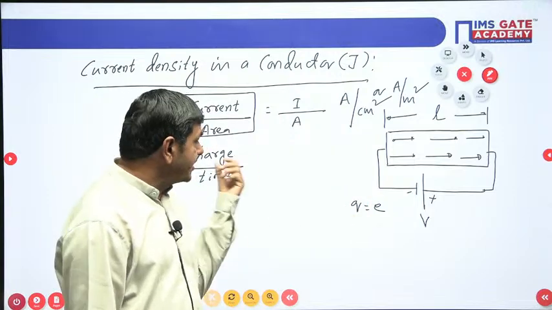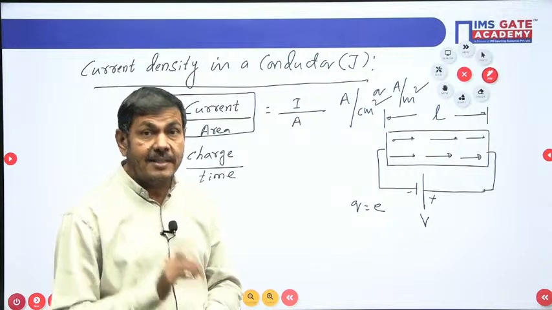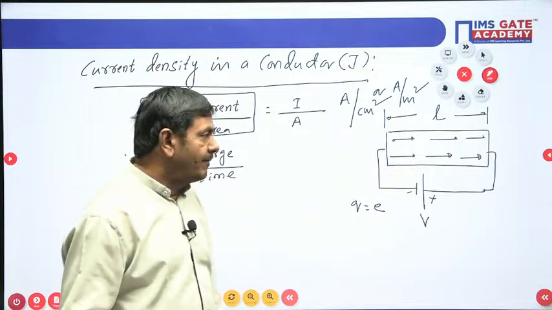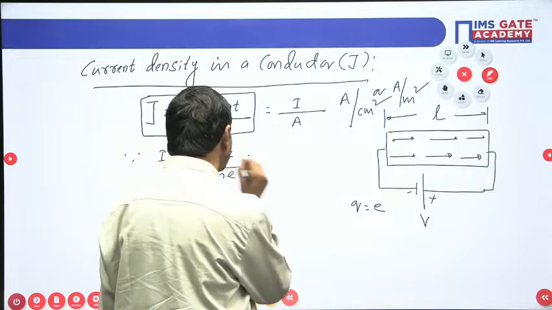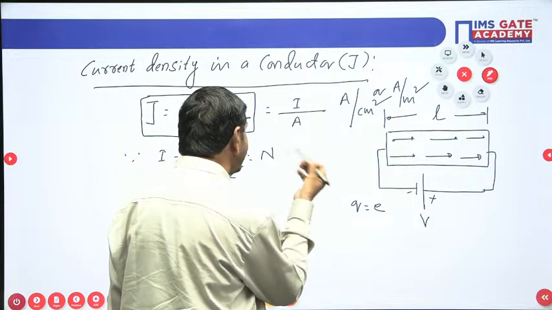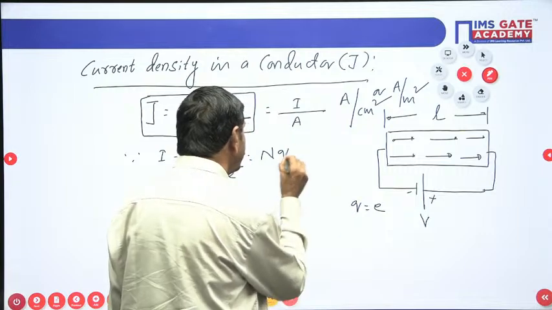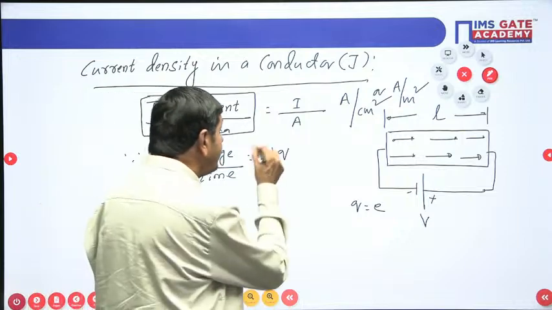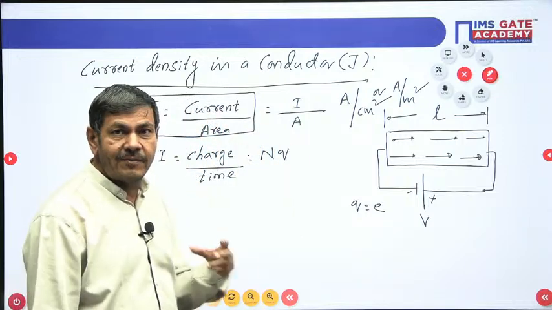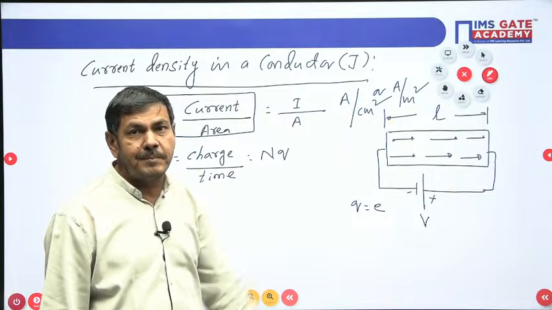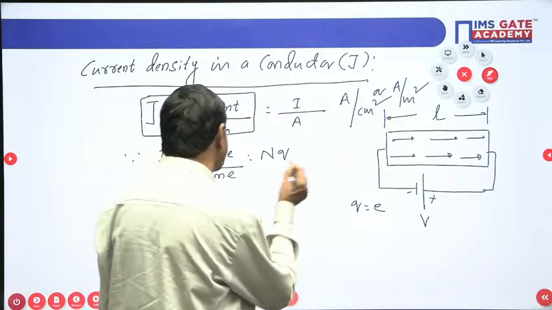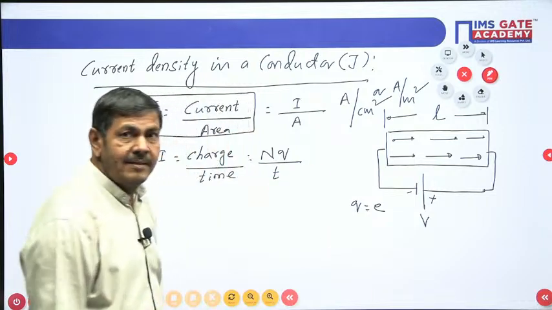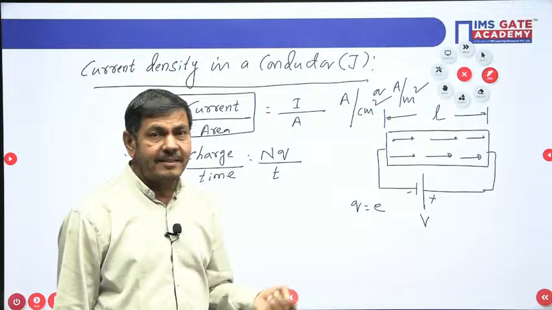How many charges are moving this side? Not a single charge; a number of charges are going to move in this direction. When a number of charges are moving, the charge can be taken as N into Q or N into E. I have taken Q equal to E here. N means the number of electrons moving in that material. So current is the number of charge carriers divided by time. But the time can be calculated in a different way.